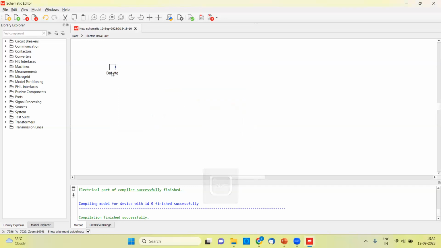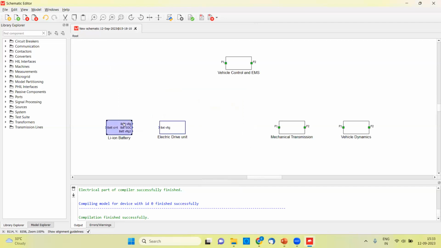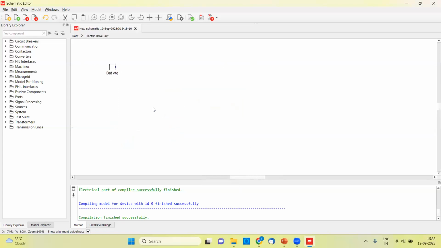So by the name only you have understood that this battery voltage is an input which is coming from the lithium ion battery pack. So this battery voltage I can directly connect over here, and whatever calculated voltage I will have, that will be fed to my drive unit or to my DC motor which I'm going to use in this model. Now I'm having one product block over here.